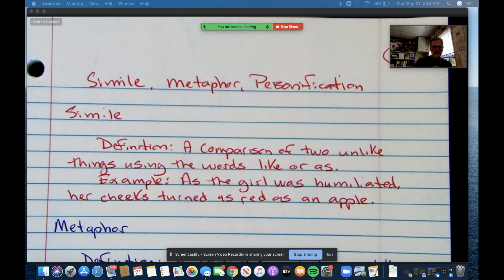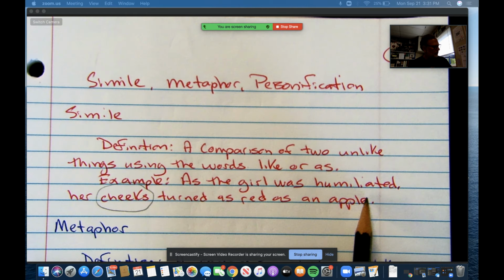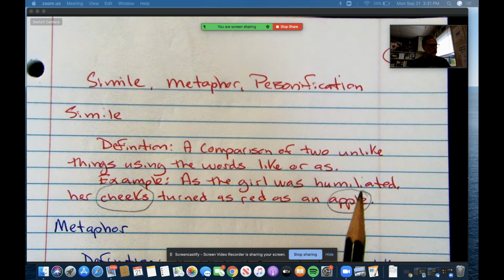Simile, remember, the definition is a comparison of two unlike things using the words like or as. An example of that one is: as the girl was humiliated, her cheeks turned red as an apple. So the cheeks here are being compared to an apple.